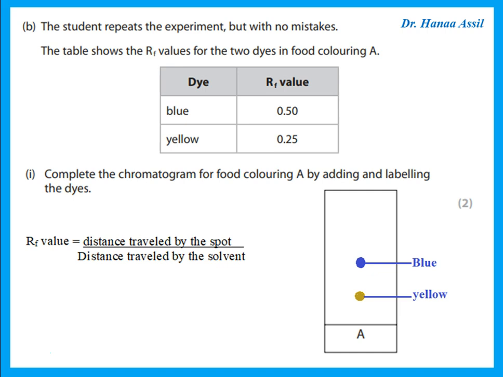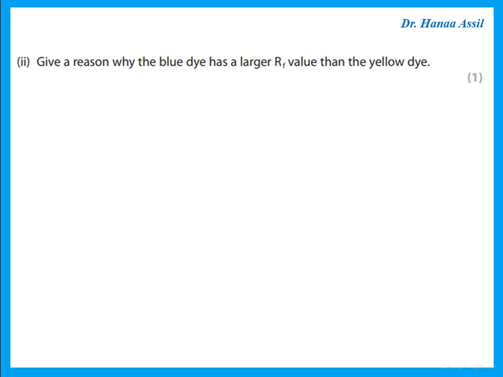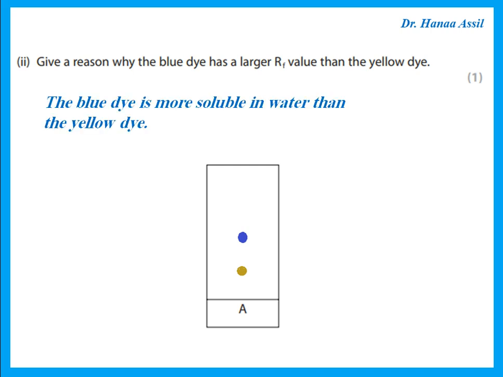So the blue one is halfway up the paper, the yellow is 0.25, that means a quarter of the way up the paper. Give a reason why the blue dye has a larger RF value than the yellow dye. Remember, we said if something goes up further on the paper, what does that mean? It means that it is more soluble in water. So the blue dye went up higher. That means the blue dye is more soluble in water than the yellow dye. And remember, we said if one of the colors stays on the baseline, does not move up at all, we say it is insoluble in the solvent or in the water.